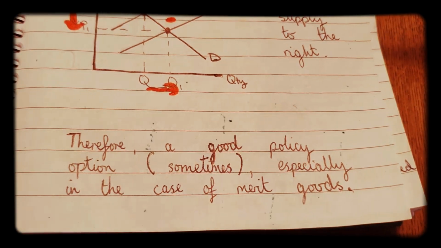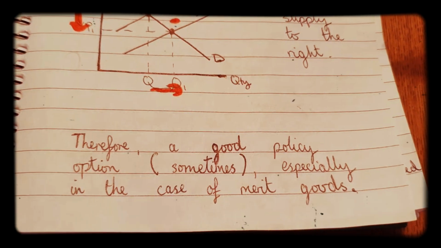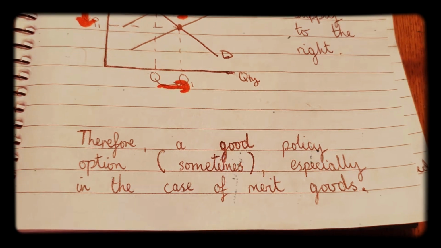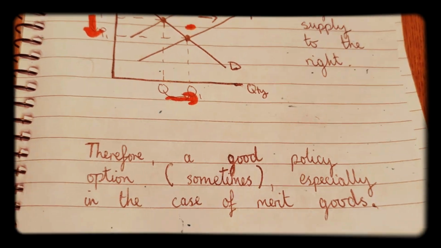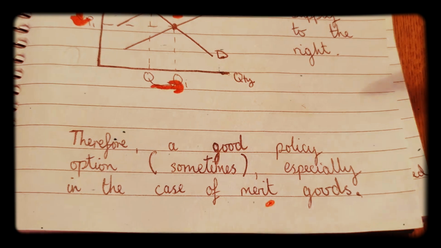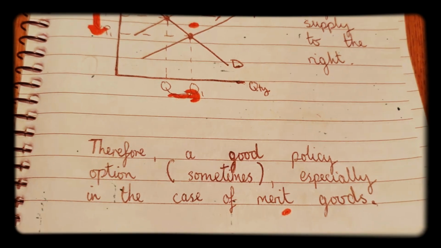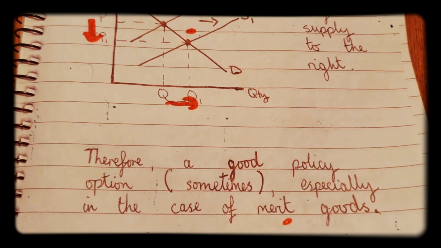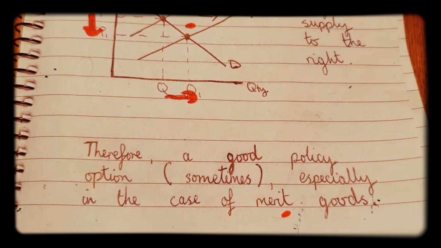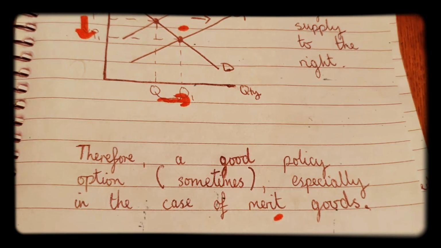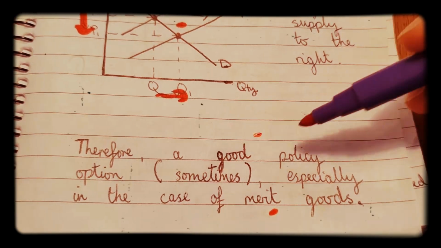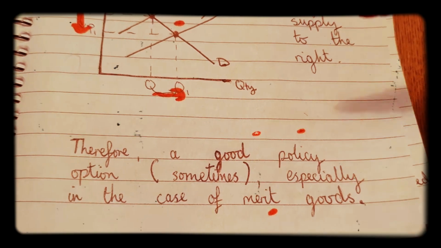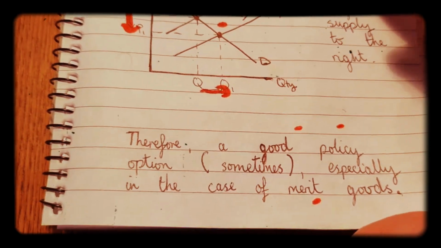So therefore, why would a government try to put a subsidy in place? Well, it's probably going to be in the case of a merit good. Okay, the good in question is probably good for society. The government want more of it produced and consumed. Okay, so therefore it's a good policy option in the case of merit goods especially.